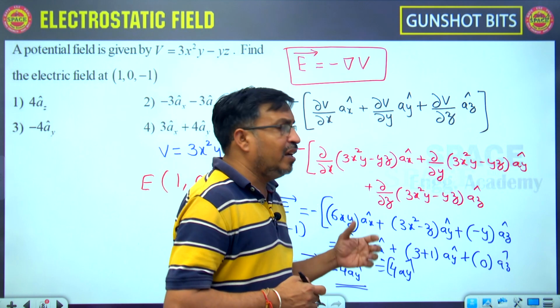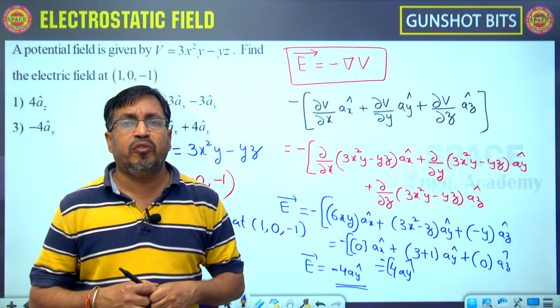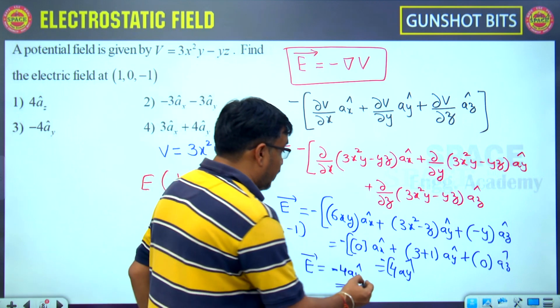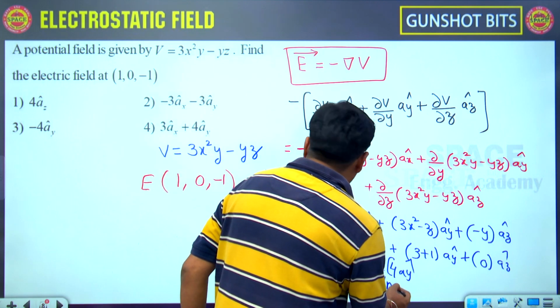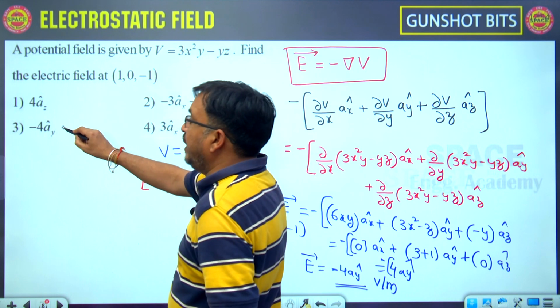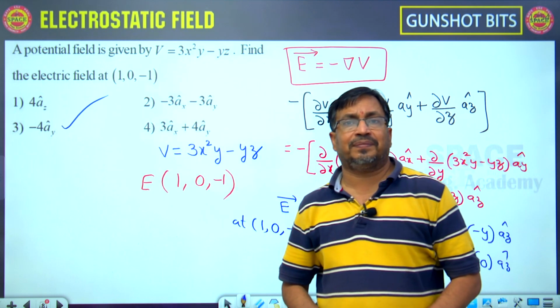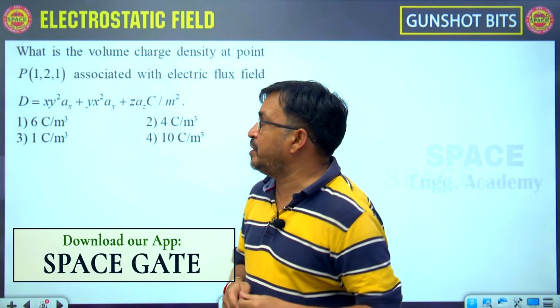Then finally, what is the answer? Minus 4 Ay cap volts per meter. So from our options, option 3 is the correct answer. Next we are discussing one more question.